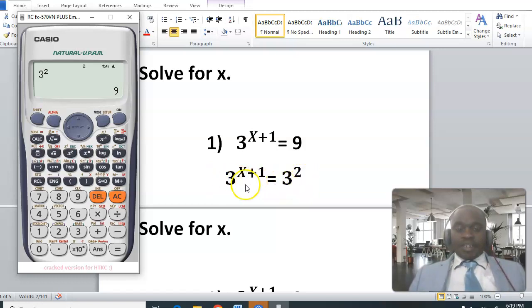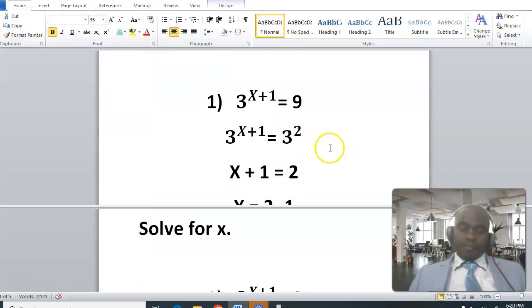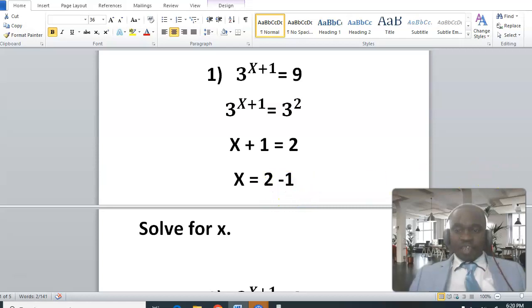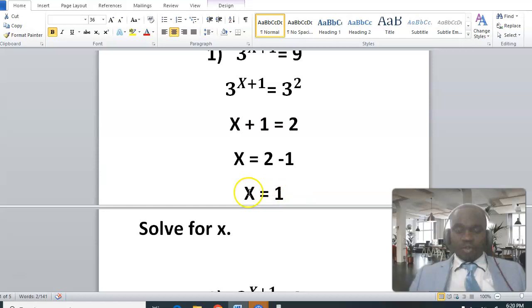Now, since the bases are the same, the exponents are also the same. So it means x plus 1 is equal to 2. The exponent should be equal to the exponent. So x plus 1 is equal to 2. Then you transpose this plus 1, it's going to be minus 1. So x is equal to 1. So easy. Okay, let's look at the next question.